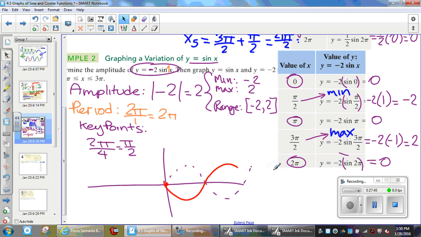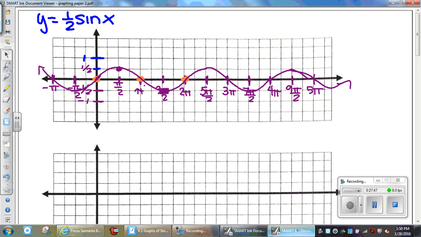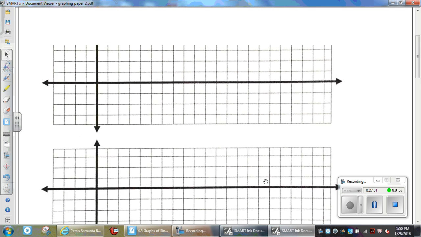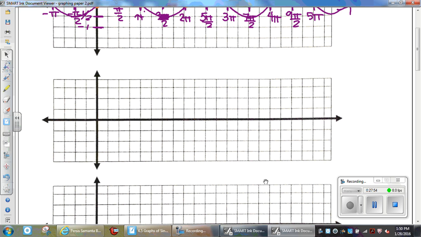The one with 4? Yes, the one with 4 on each page. Okay, and so here we're going to be graphing -2 sine of x. Thank you, Michelle.